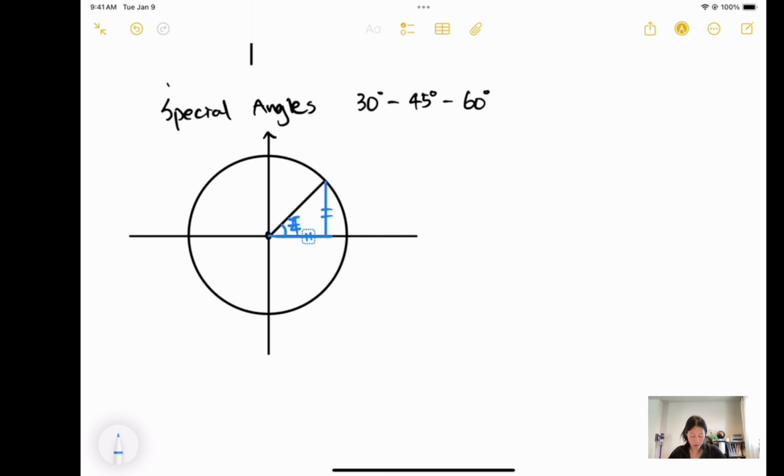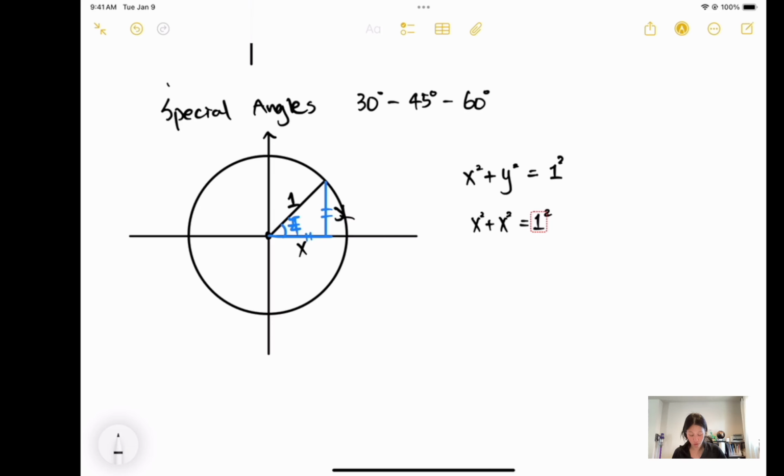So in this case, we know that this is equal to 1. This is our y, this is our x. X is equal to y. So by using the Pythagorean theorem, we have x squared plus y squared equals 1 squared, which is 1. And we know that our x is equal to y because this is a 45 degree triangle. So I have x squared plus x squared equals 1 squared, because these two values are equal.